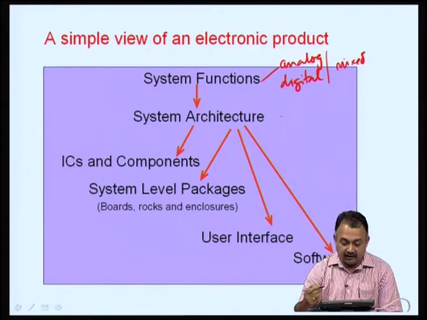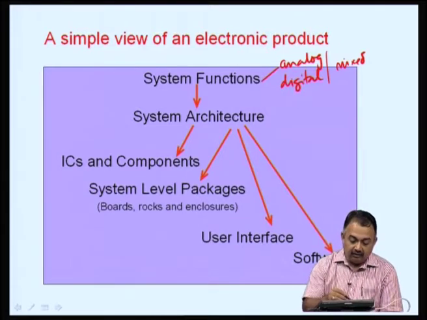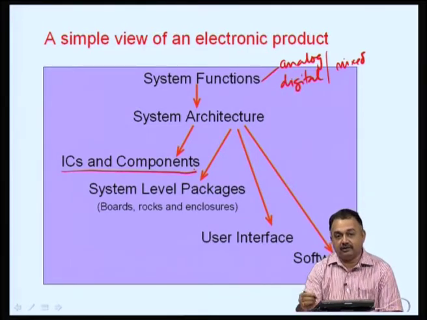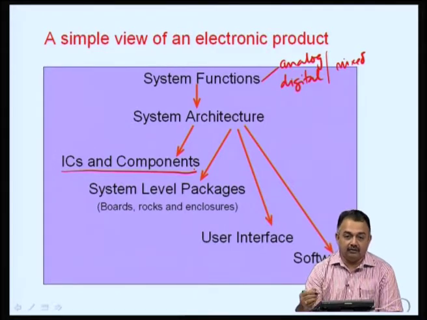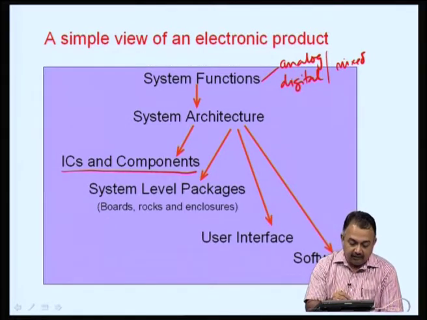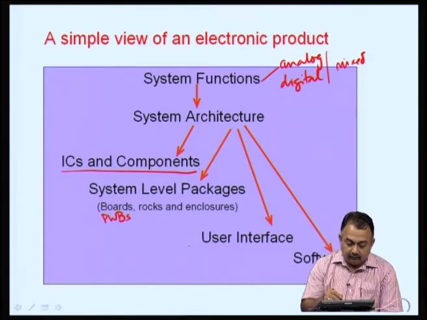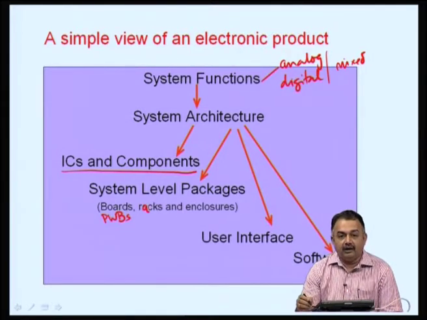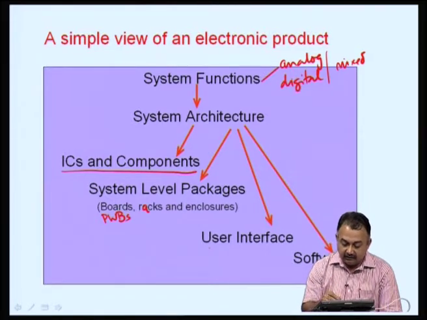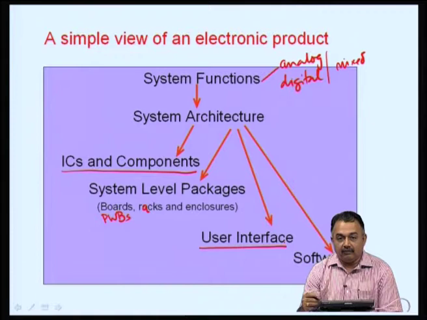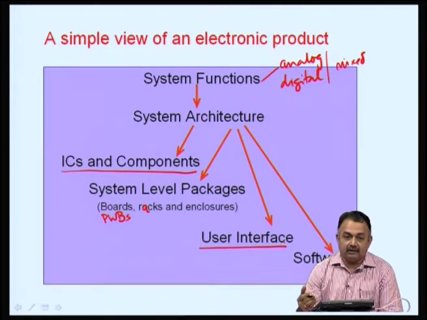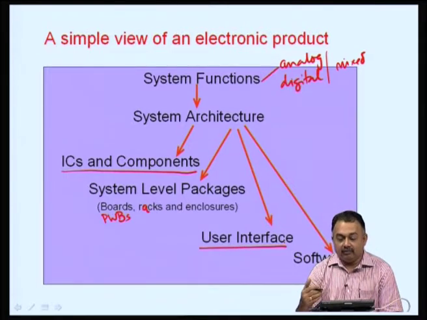So, there will be a system architecture based on these system functions. Then there will be ICs and components that perform these system functions individually and together when connected. There will be system level packages, that is printed wiring boards, racks and enclosures. User interface, very important. For example, your LCD display, your touch screen, your buttons, all of these are user interfaces that connect or communicate instantly to your boards and racks, and then they perform the system functions.